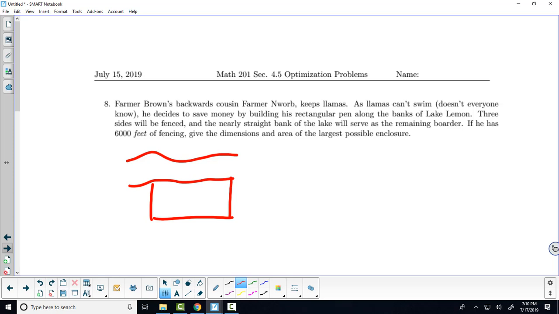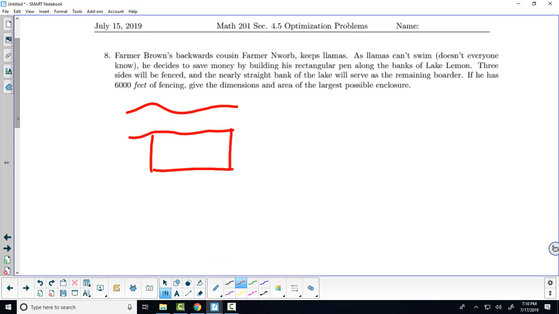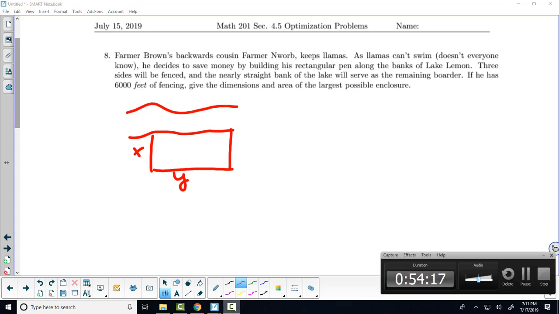Okay. So let's see here. Let's call this x. Let's call this y. Okay, so we've drawn our picture. All right. I'm going to let you guys work on this for a little while.